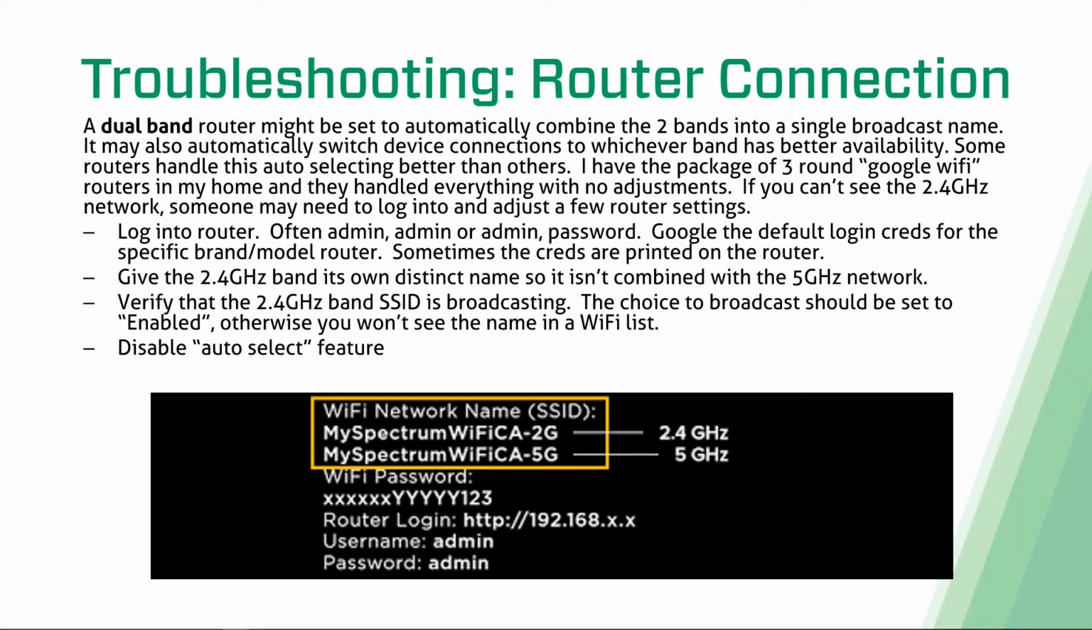But you've got to log in, give the 2.4 gigahertz band its own name so that it isn't just combined in and invisible. It's distinct from the 5 gigahertz. Verify that the 2.4 gigahertz band SSID is broadcasting. That just means look on your phone, see if you can see it listed. And then the choice whether to broadcast should be set to enabled if it isn't broadcasting. And then perhaps the last thing you might need to do is disable the auto select feature, where you're allowing the router to move devices to the other band.